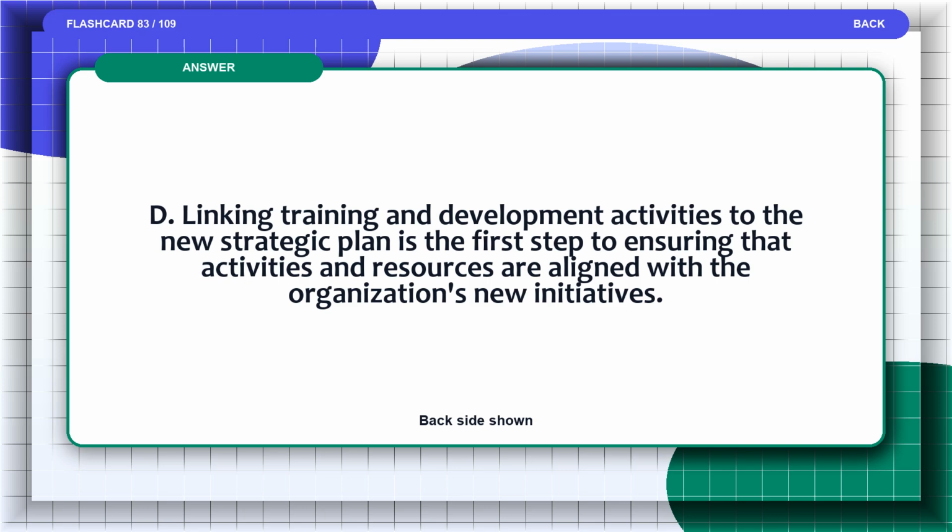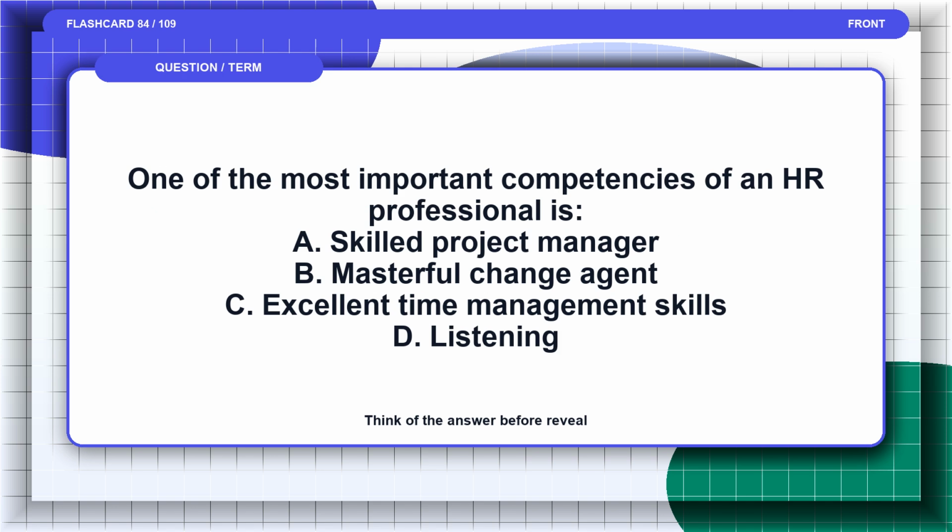The answer is D. Linking training and development activities to the new strategic plan is the first step to ensuring that activities and resources are aligned with the organization's new initiatives. Flashcard 84. One of the most important competencies of an HR professional is A. Skilled project manager. B. Masterful change agent. C. Excellent time management skills. D. Listening. Pause and think of the answer before the reveal.